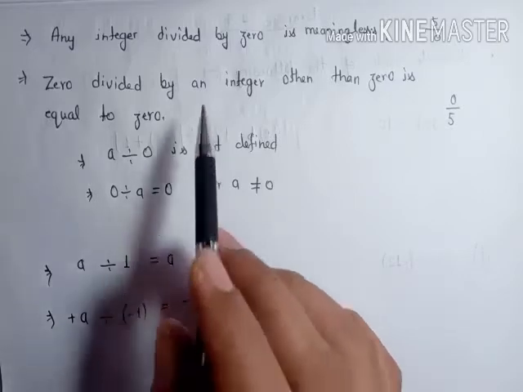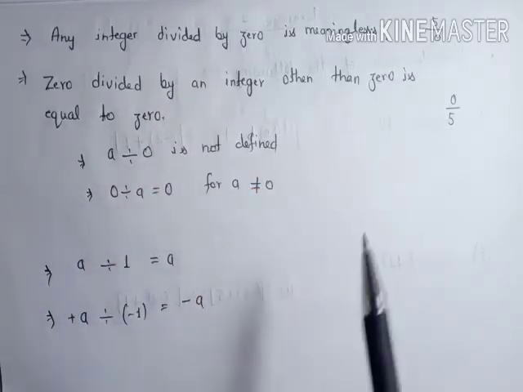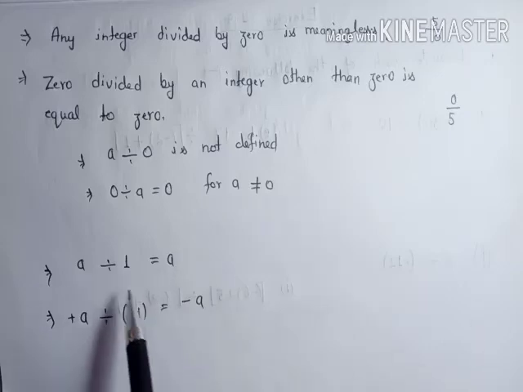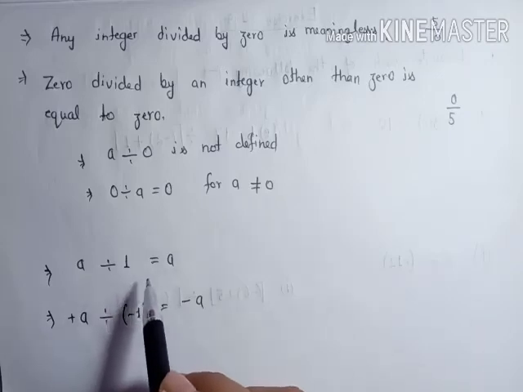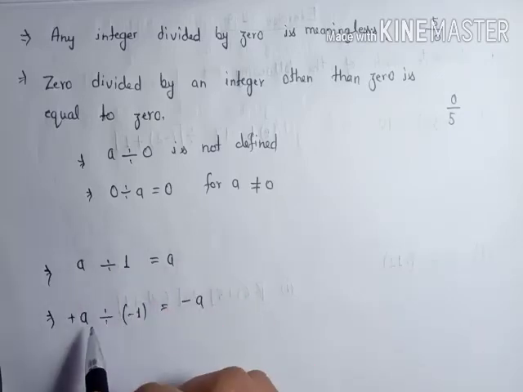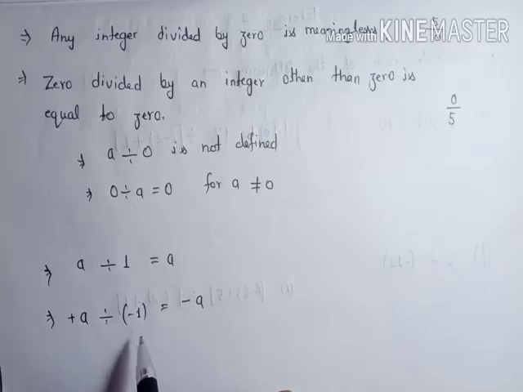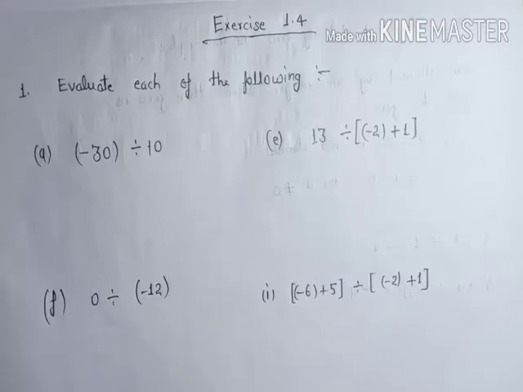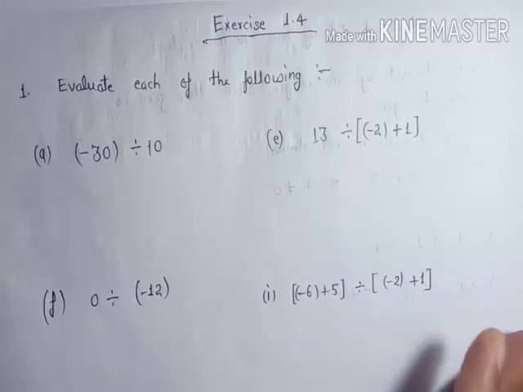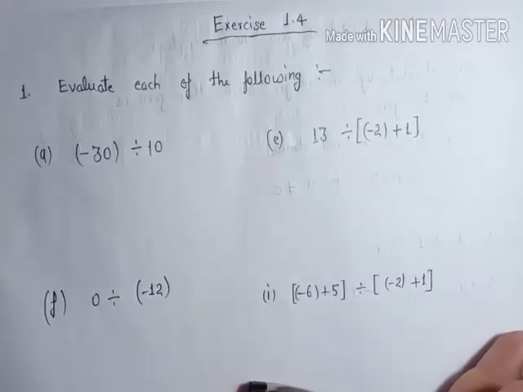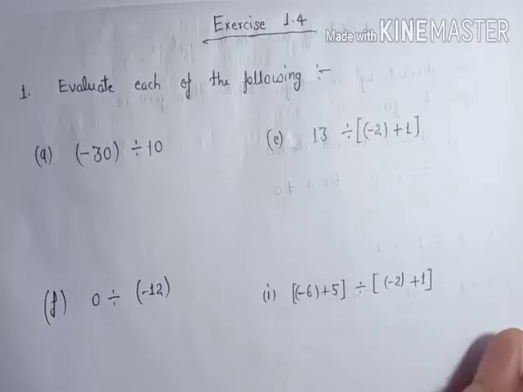And these are the properties. You have to write this or mark it in your copy, in your book. When a is divided by 1, the answer is a, and plus a divided by minus 1, this time the answer is minus a. We have our exercise 1.1 here. In question first, we have to evaluate each of the following, and this is your classwork.